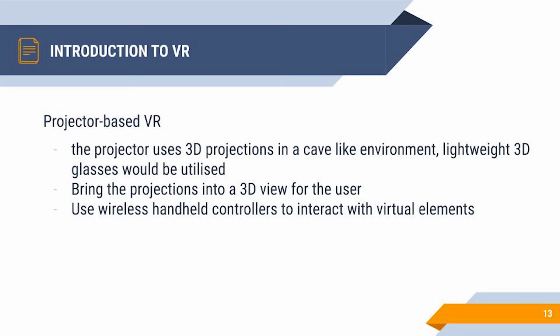Projector-based virtual reality is a type of VR where the projector uses 3D projections into a cave-like environment. Lightweight 3D glasses, similar to commercial 3D movie glasses, will be utilized to bring the projections into a three-dimensional view for the user. This type of VR has a more limited immersion than simulations, as the user could not be fully brought into the virtual environment.